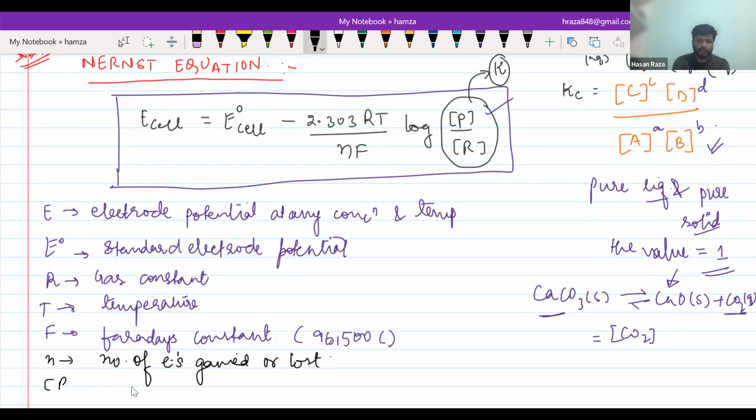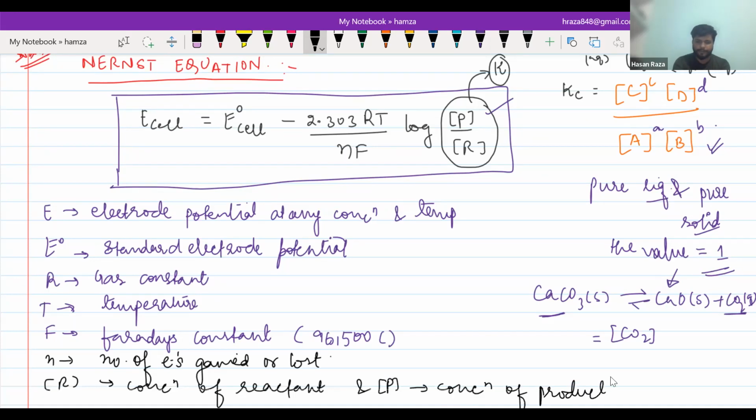R is basically concentration of reactant. And P is basically concentration of product. So please write it. Then I'm going to write another form of this after putting the value of R, temperature at some standard condition, value of F. There will be another form of this. Please write all this.